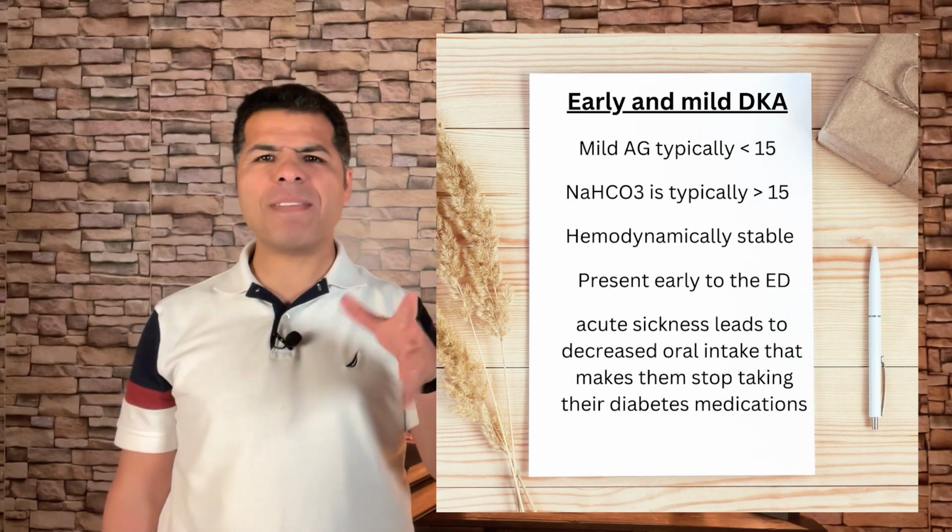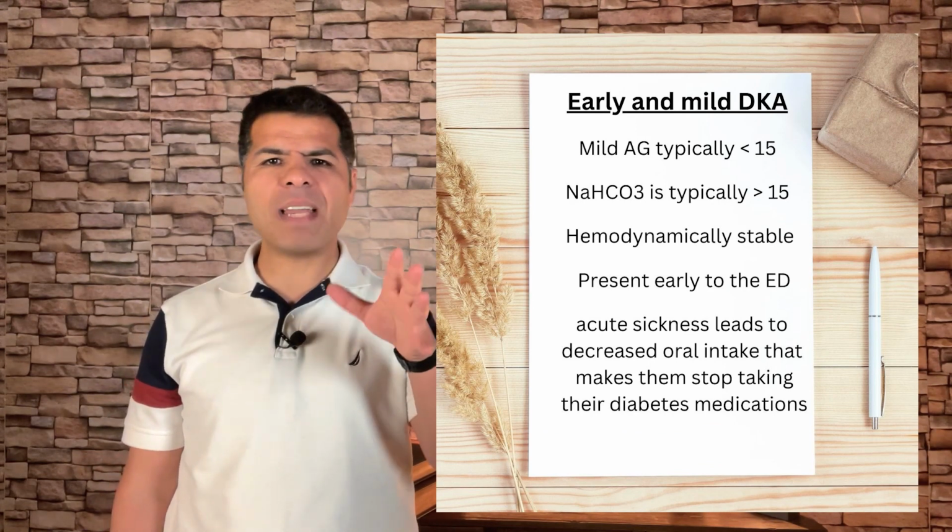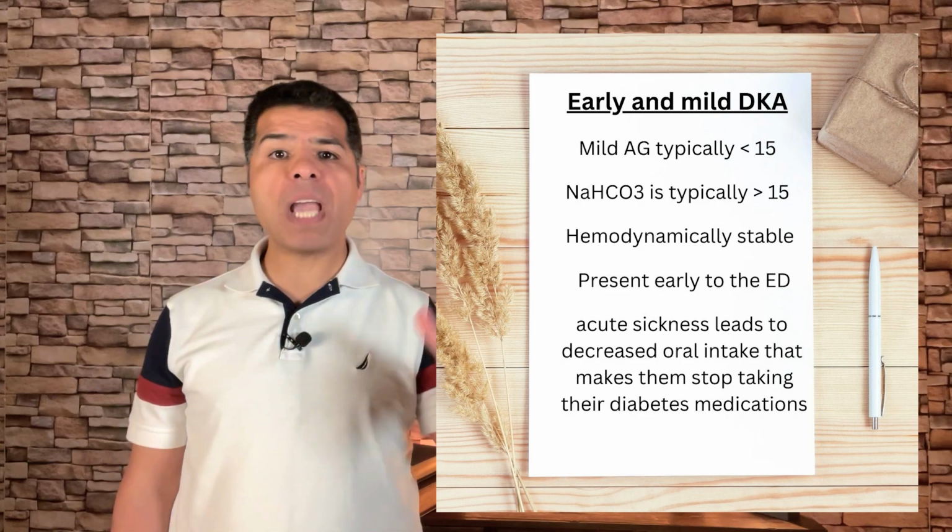Now, early and mild DKA can be alternatively managed with sub-Q rapid-acting insulin analogs. Early and mild DKA patients usually have a mild anion gap. In my facility labs, usually their anion gap is less than 15 and the bicarb level is usually above 15.